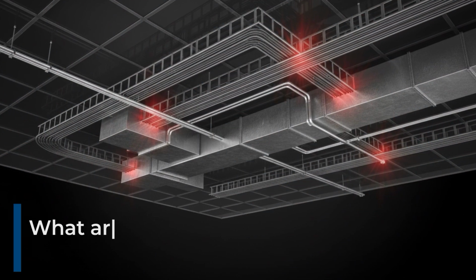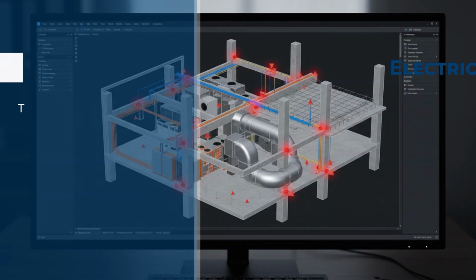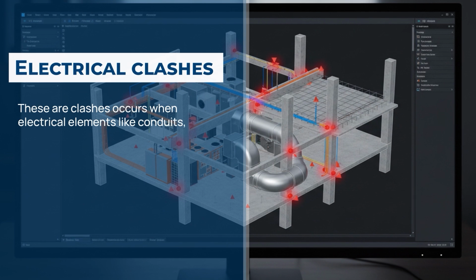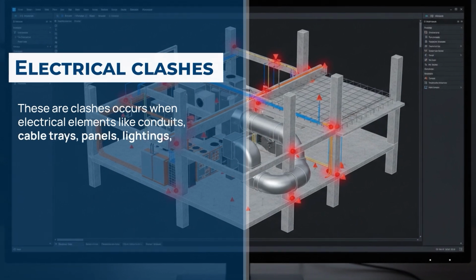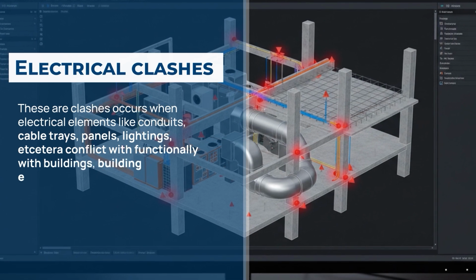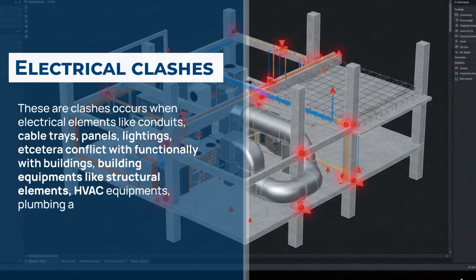Specifically, coming to electrical clashes, what are electrical clashes and how are they formed? Let's discuss those clashes. Electrical clashes are clashes that occur when electrical elements like conduits, cable trays, panels, lightings, etc. conflict functionally with building equipment like structural elements, HVAC equipment, plumbing, and fire protection elements.